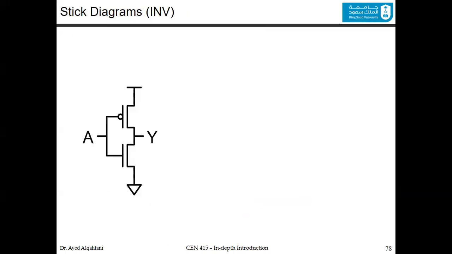Now, let's talk about the stick diagram. We will have this discussion in the next video because it's very important. So we'll check it with other things in the next video.